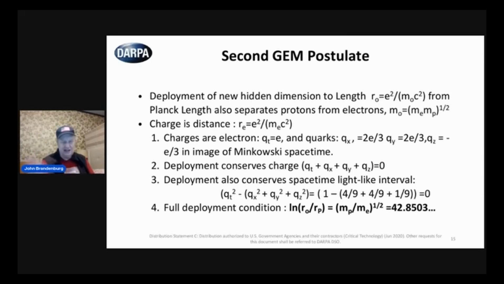Okay, so then there's a second gem postulate. That's the separate appearance of electrons and protons being correlated with the separate appearance of gravity and E&M. Move forward. I'm not going to go into this in detail, but it's there. You can see it in the literature. Next.